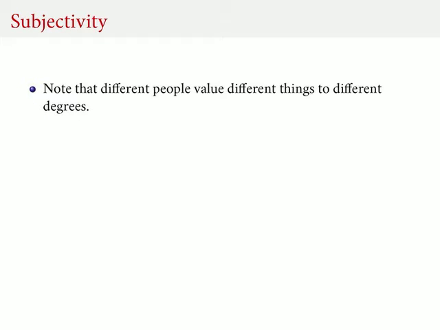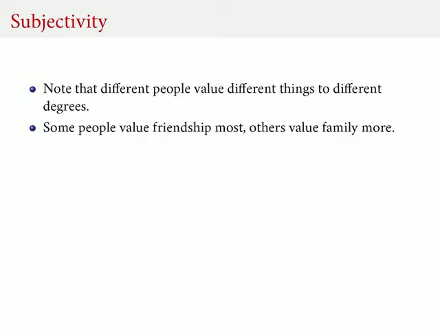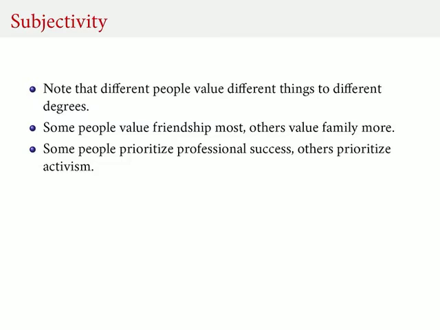But here's one important thing to note about the notion of utility. The notion of utility is subjective. That is, different people value different things to different degrees. So different people might place different amounts of utility on one and the same outcomes, depending on how much they subjectively value it. So for instance, some people value friendship most, whereas others value family more. Some people prioritize professional success, others prioritize activism.